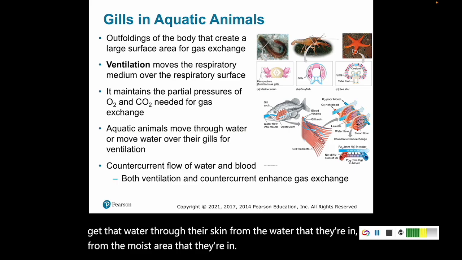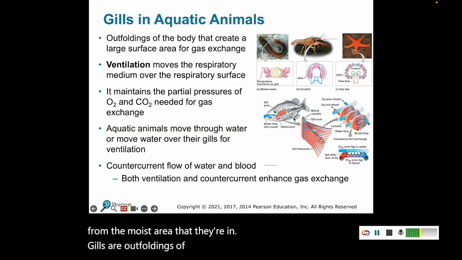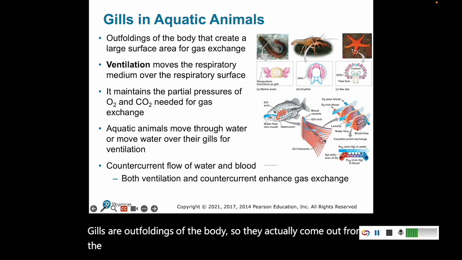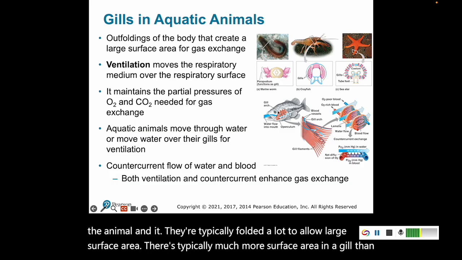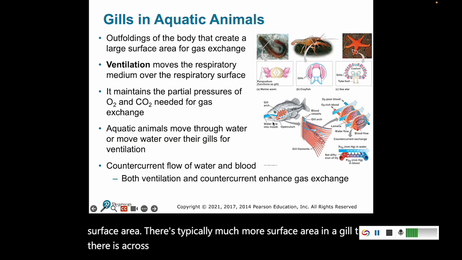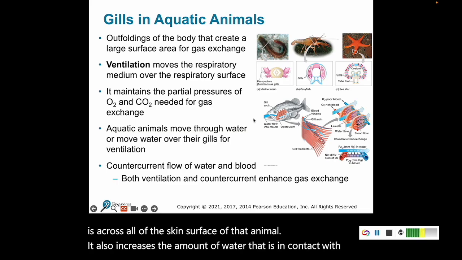Gills are outfoldings of the body, so they actually come out from the animal. They're typically folded a lot to allow a large surface area. There's typically much more surface area in a gill than there is across all of the skin surface of that animal. It also increases the amount of water that is in contact with the gills through ventilation.